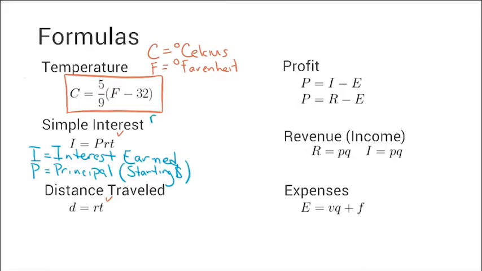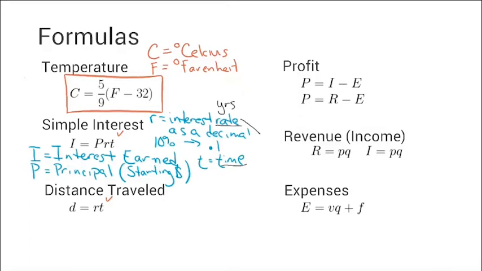R is your interest rate as a decimal. For example, 10%, I would put 0.1 in for my R. And T is equal to your time. In most cases, your rate and your time are in years. These two have to match. If the interest rate is percent per year, then you have to use time in years. If your interest rate is in percent per month, your time has to be in months.